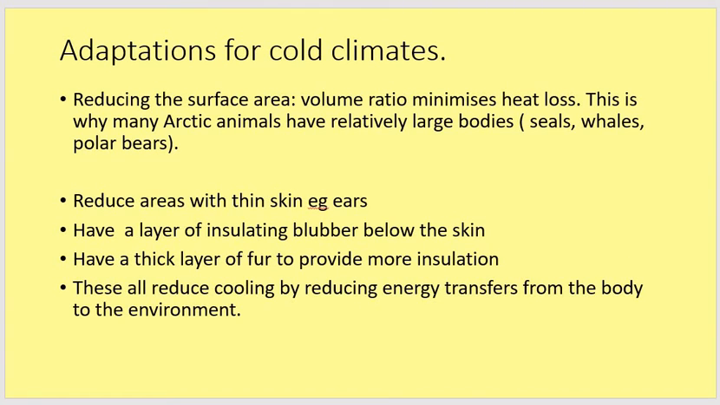So in a cold climate, animals need to reduce their surface area compared to their volume. They need to have a big inside to a relatively small outside. Think about cubes as a good way of comparing this. And so animals that live in the Arctic usually have a large, heavy body, seals, whales and polar bears, and a small surface area. They reduce the amount of areas that have got thin skin, like ears.